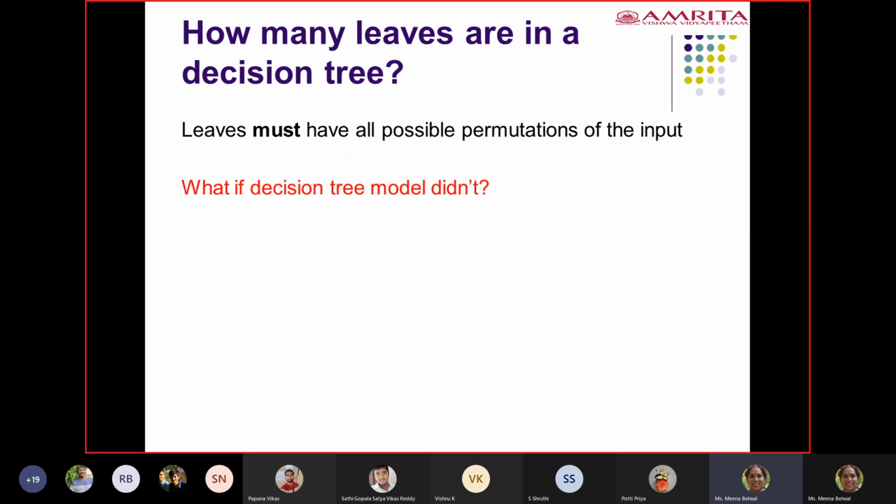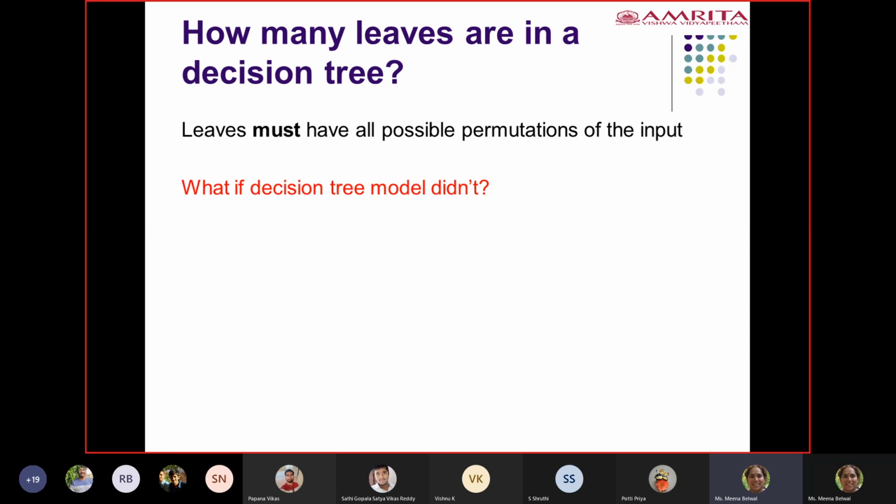So what if a decision tree model did not have all possible permutations? We are saying that leaves must have all possible permutations of the input. That won't happen, because in comparison-based sorting, where we are making decisions, we are considering each of the elements, right?